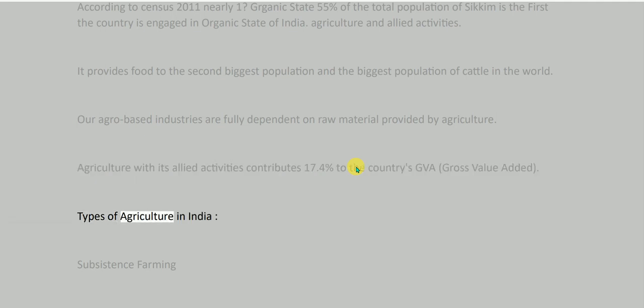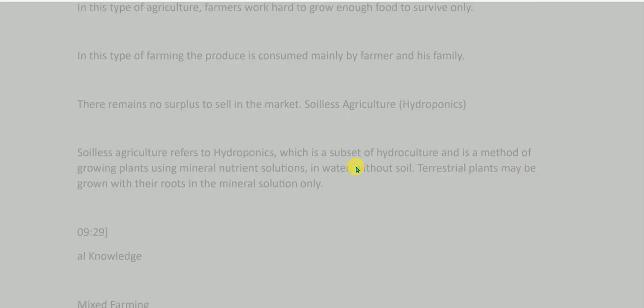Types of agriculture in India. Subsistence farming. In this type of agriculture, farmers work hard to grow enough food to survive only. In this type of farming the produce is consumed mainly by the farmer and his family. There remains no surplus to sell in the market.